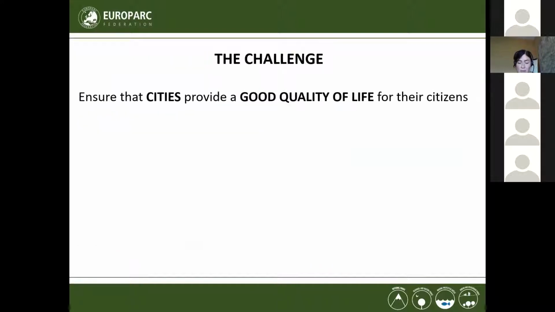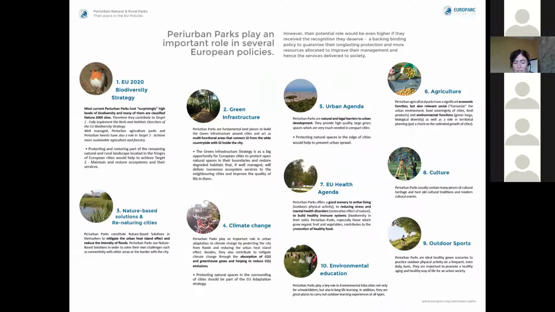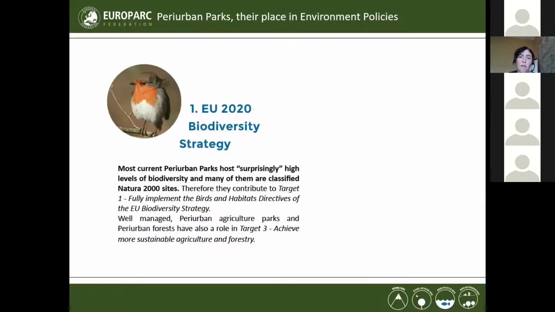So more than ever, policymakers, urban planners and administrators of cities must rise to the following challenge: ensure that cities provide a good quality of life for the citizens. We at EUROPARC believe that greening the city boundary and protecting peri-urban parks can help to meet the challenge. And this is so because peri-urban parks already play an important role in many of the environmental policies, and also in other social and health policies, to promote and enhance the quality of life in cities. So today we are going to do a quick overview of these policies and the role of peri-urban parks in them.